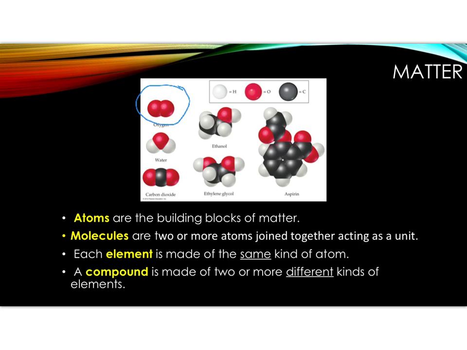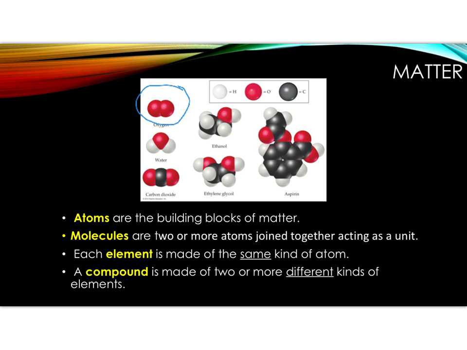Next, we have the word element. Each element is made of the same kind of atom. So look at the periodic table at the front of the room. Any element that you choose from the periodic table is made up of the same kind of atom. So all hydrogen atoms look the same, all oxygen atoms look the same, all carbon atoms look the same.